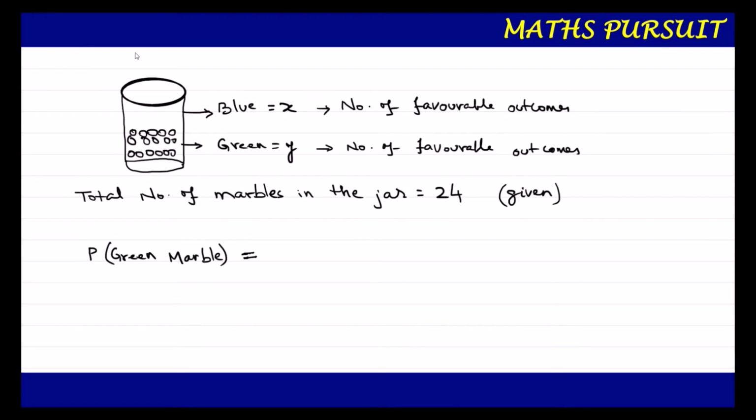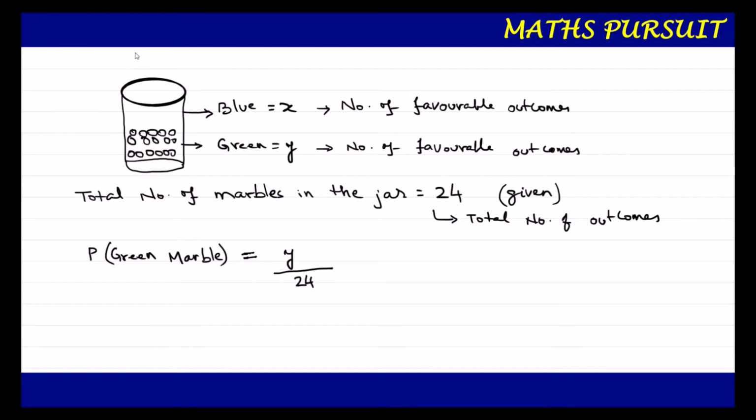Now here probability of green marbles is equal to number of favorable outcomes. Here it is Y, because we have considered the number of favorable outcomes or green marbles is Y, because we do not know the number, upon total number of outcomes. So this total number of marbles in the jar is equal to 24. This is nothing but the total number of outcomes. So probability of getting a green marble is equal to Y upon 24.